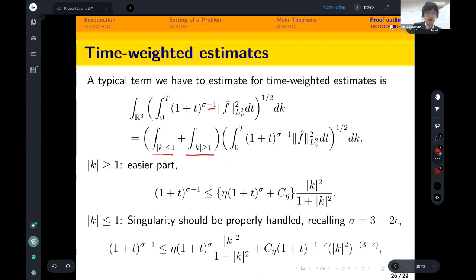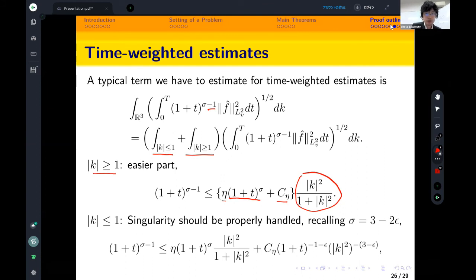The k bigger than 1 part is easy because this symbol on the Fourier side behaves like a constant, so we can use the usual Young's inequality to get (1 plus t) to the sigma with a small constant and a big constant. But this can be bounded by the non-time weighted estimate.